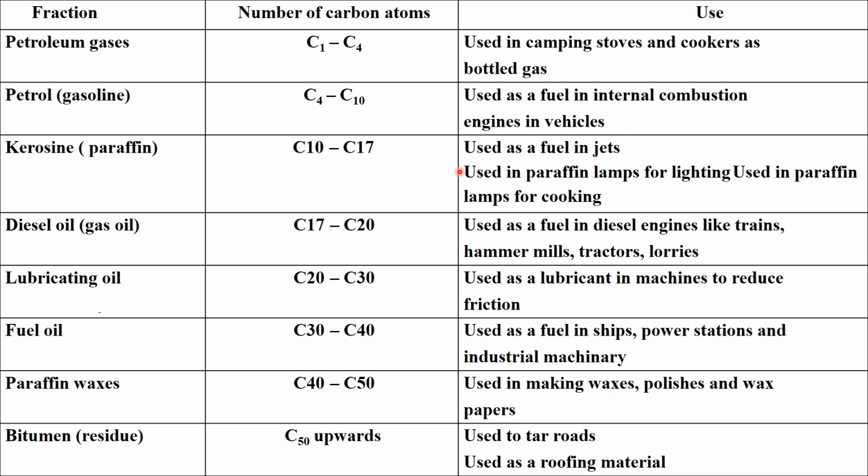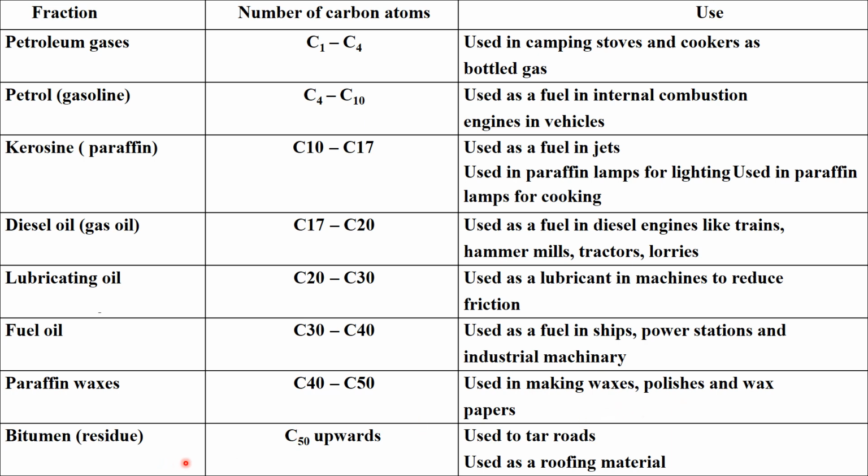Then we have kerosene, which has C10 to C17. It is used as a fuel in jets, and in paraffin lamps for lighting and also for cooking. Then we have diesel oil, which is also called gas oil. It is used as a fuel in diesel engines like trains, hammer mills, tractors, and lorries. Then we also have lubricating oil, which is used as a lubricant in machines to reduce friction. Then we have fuel oil, which is used as a fuel in ships, power stations, and industrial machinery.